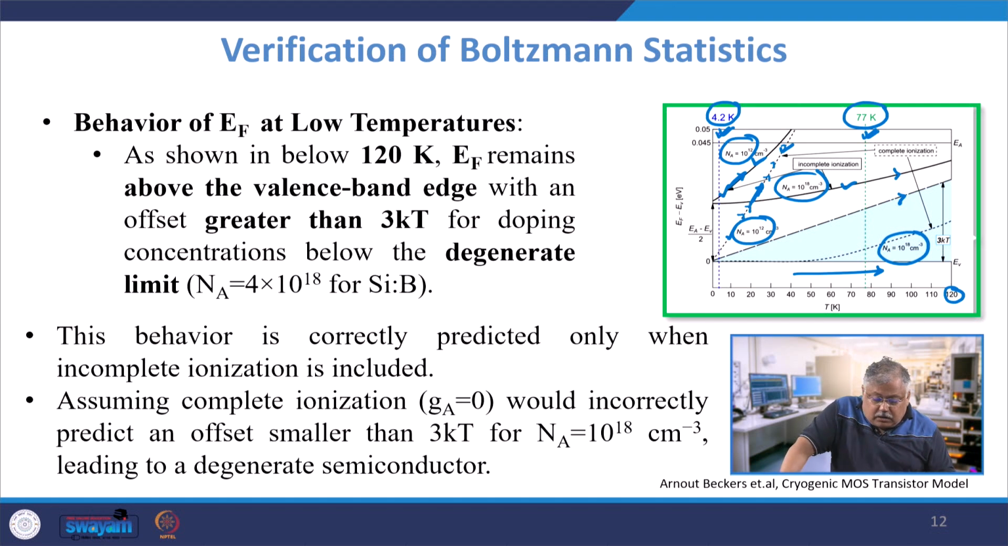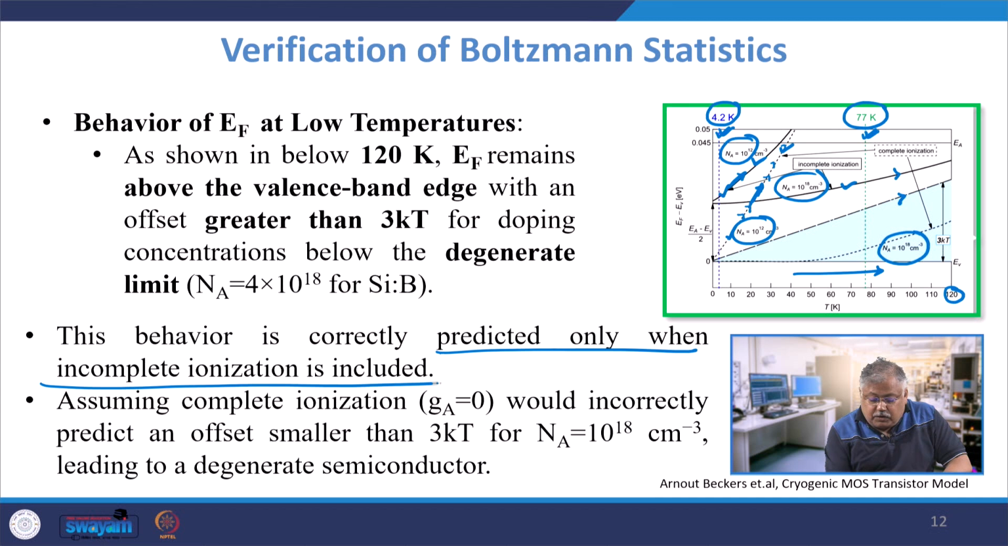Now this can only be predicted if you assume that incomplete ionization has taken place, because the number of charge carriers which contribute to the movement of the Fermi level is relatively small in this case. So the behavior is correctly predicted only when incomplete ionization is included, and therefore, as you can see here, this has incomplete ionization included.